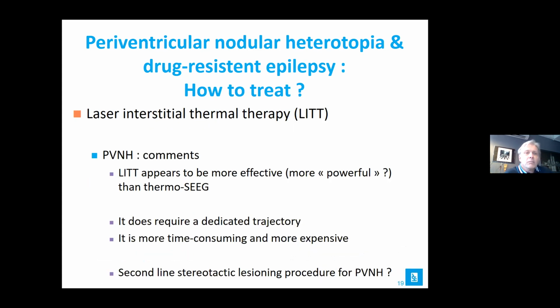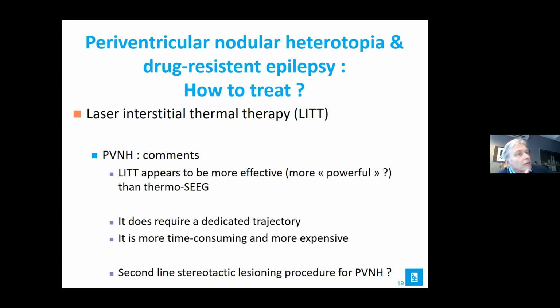And this leads me to show this slide of comment. It is almost a slide for possible discussion. Why such a difference in terms of seizure outcome between thermo-SEEG and laser, despite the similarity in terms of imaging? Somehow laser is more powerful than thermocoagulation, but a further follow-up is required, of course.